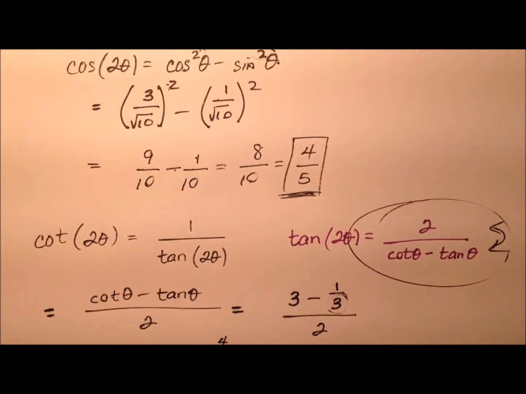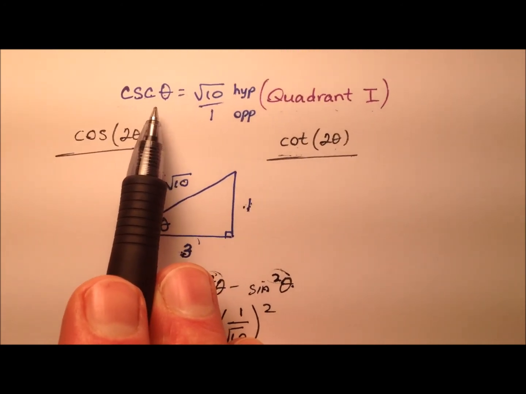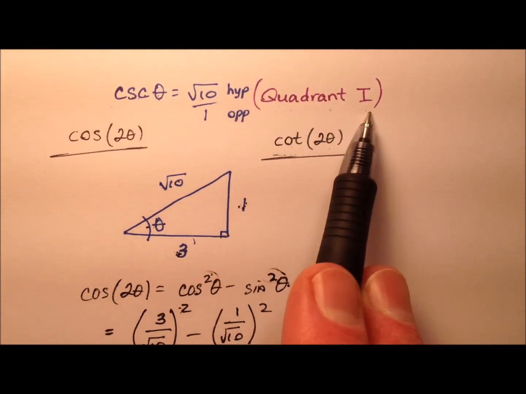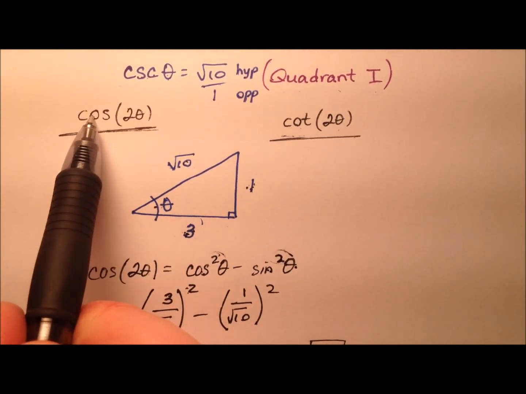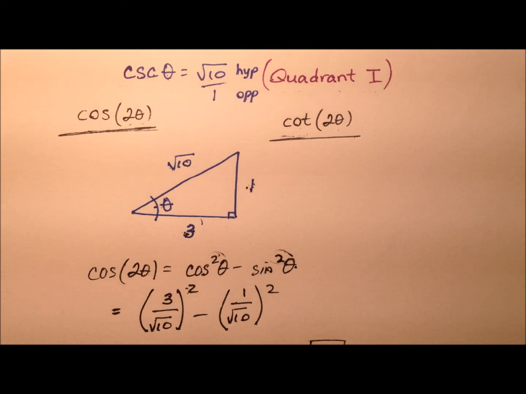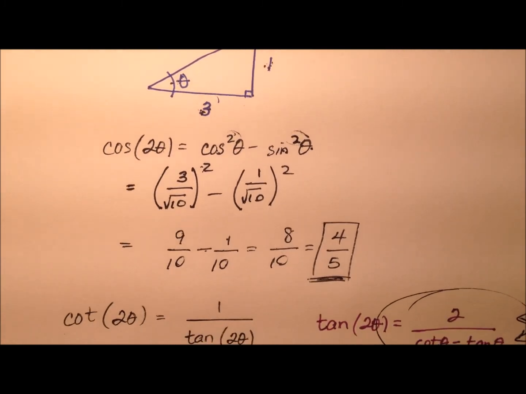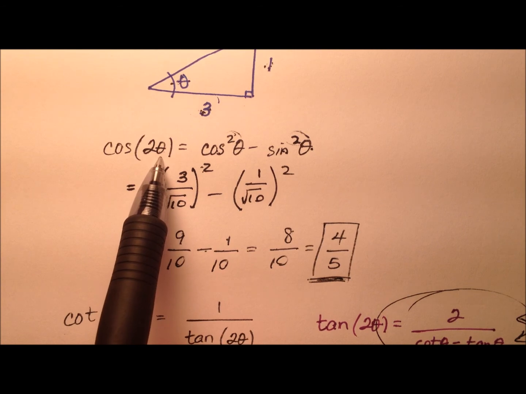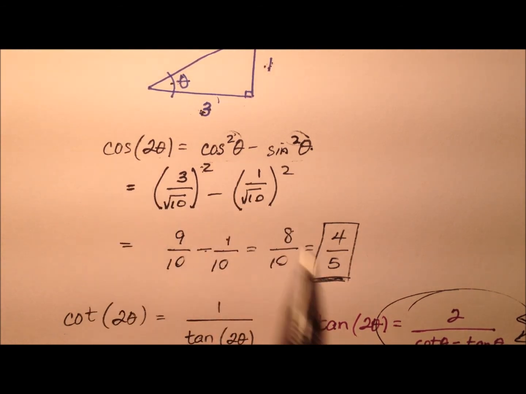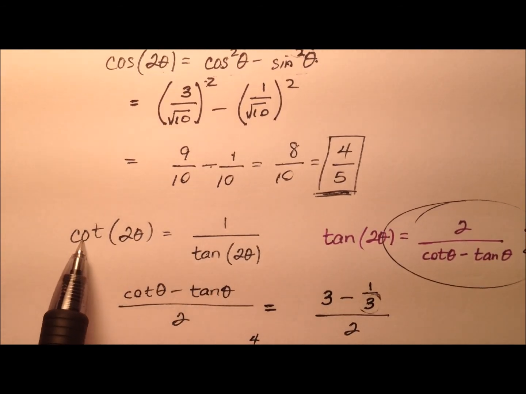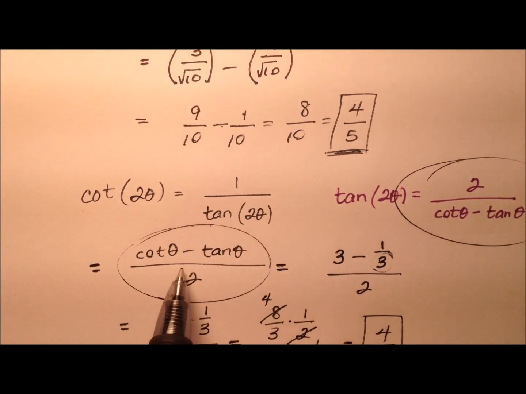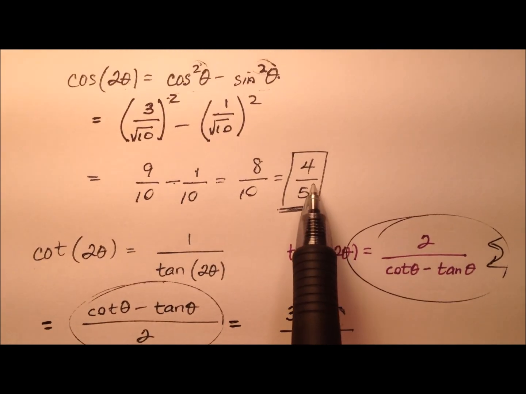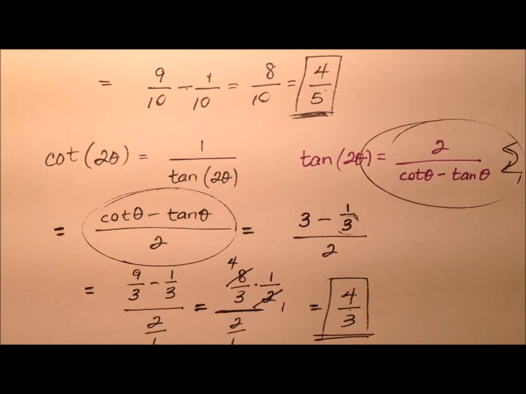So, given this initial information, we knew that the cosecant of theta was the square root of 10, and we knew it resided in the first quadrant. So we were able to find a couple of values, the cosine of 2 theta and the cotangent of 2 theta. And so we found the cosine of 2 theta using this nice double angle identity for cosine. And we were able to find the cotangent of 2 theta by doing the reciprocal of the double angle identity for tangent and then plugging our values in. So we had 4/5 and 4/3 respectively.